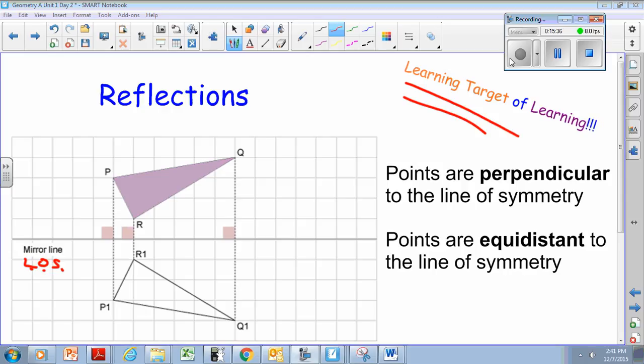All right, here's the deal. Reflection. Do you have a question? In order to be reflection, the points are perpendicular. Please underline perpendicular to the LOS. What do you mean perpendicular? That means that it is 90 degrees. Here's the LOS. I'm going to make mine red. If you can highlight yours, that'd be sweet.